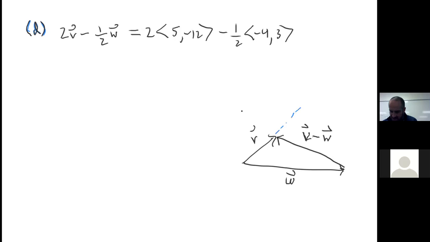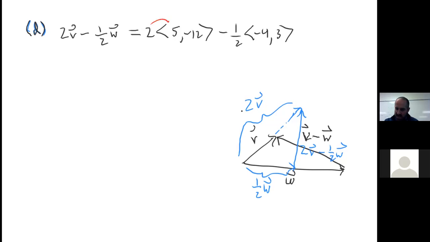So twice V gets me to right here. Okay. So that's 2V, and then 1/2 W is right here, right? So that's 1/2 W. Okay, and so if I go twice V minus 1/2 W, it's going to be that vector. So this is 2V minus 1/2 W. I'm just showing you this geometrically so you can see what's happening, yeah? And kind of scale these things appropriately and think about it. But I don't even have to think about that picture. I can just straight up do the computation.